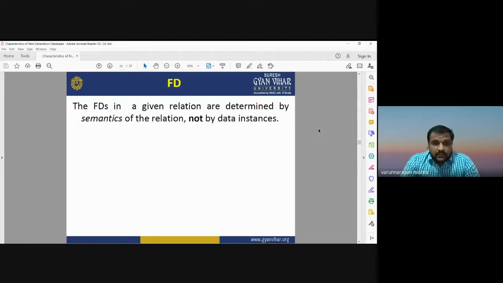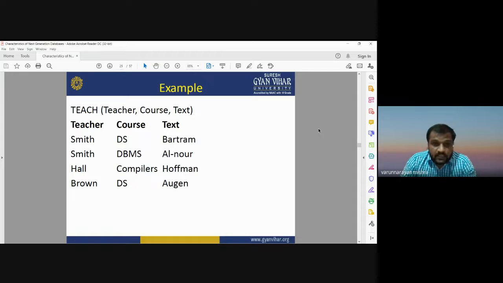The functional dependencies in a given relation are determined by the semantics of the relationship, and not by the data instances. Functional dependencies in any kind of relational table are determined by the semantics of the relationship in that table. For example, this is another example. We have a table with the name, teacher, course, and text.